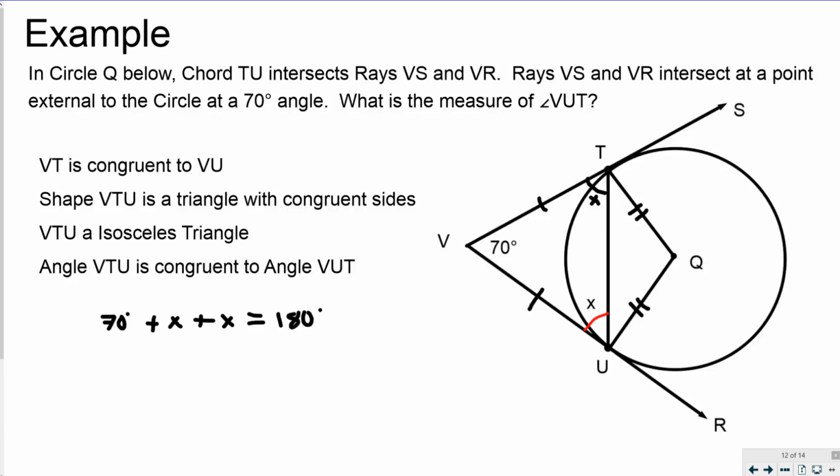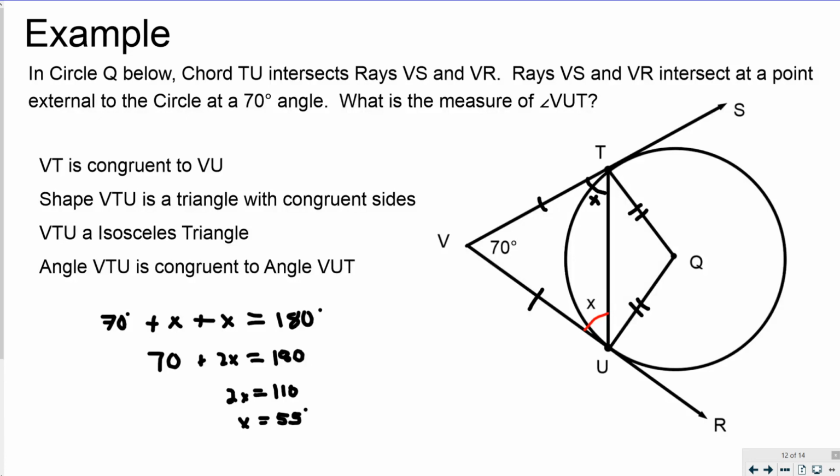Triangle VTU is a triangle. So I would get 70 plus 2x equals 180. Subtracting 70 from both sides, I get that 2x equals 110. So x would be 55 degrees.